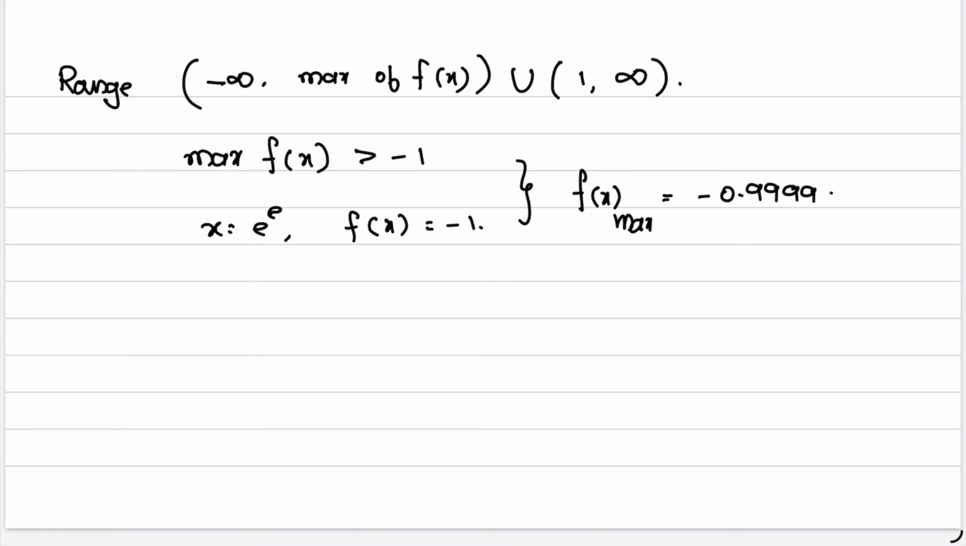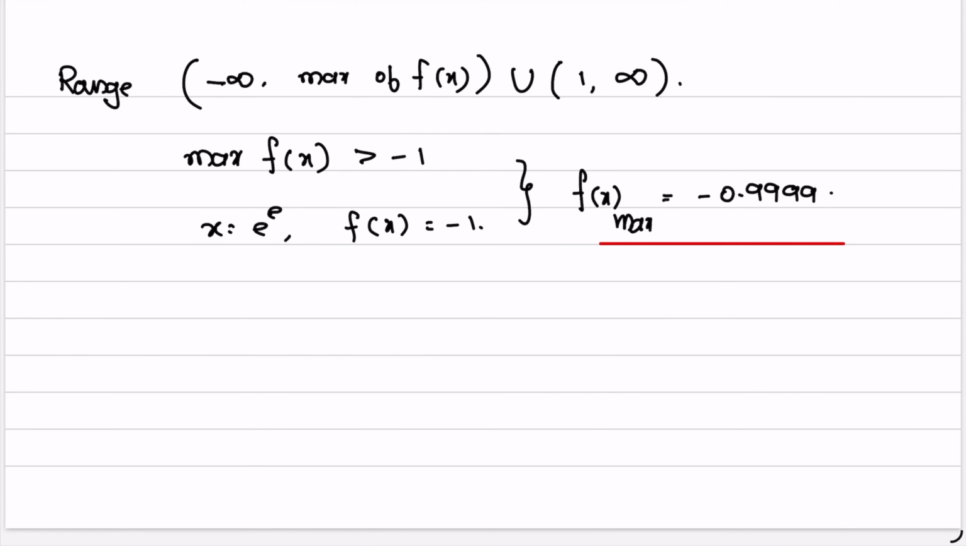How to find out the maximum value of any function? That we will come to know when we go on to the real derivatives. When f dash x is equal to 0, we will find x, and from there we will find the maximum value of f(x). That we will be discussing when we do the real derivatives, finding the maximum and minimum of functions.